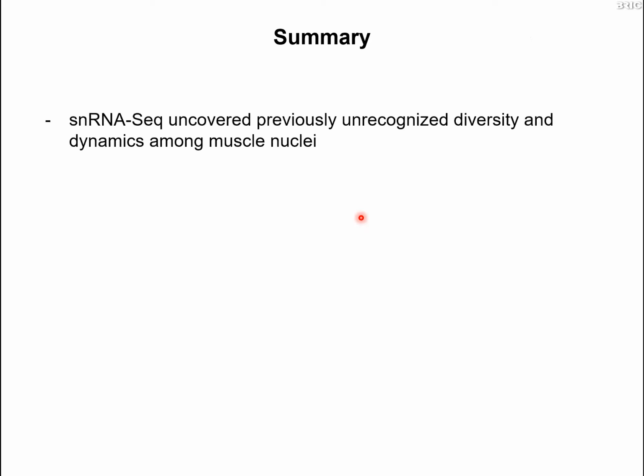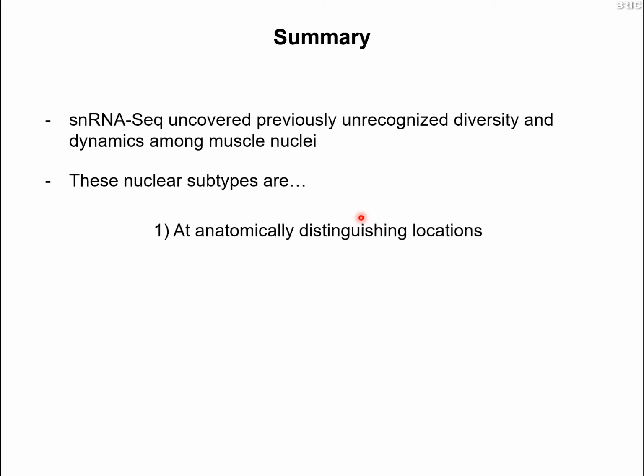So to summarize my talk today, I have shown you that by single nucleus RNA sequencing, I was able to uncover previously unrecognized diversity and dynamics among muscle nuclei. And these different nuclear subtypes are usually located at anatomically distinguishing spots, such as the neuromuscular junction, myotendinous junction, or the perimysium. But this was not always the case.